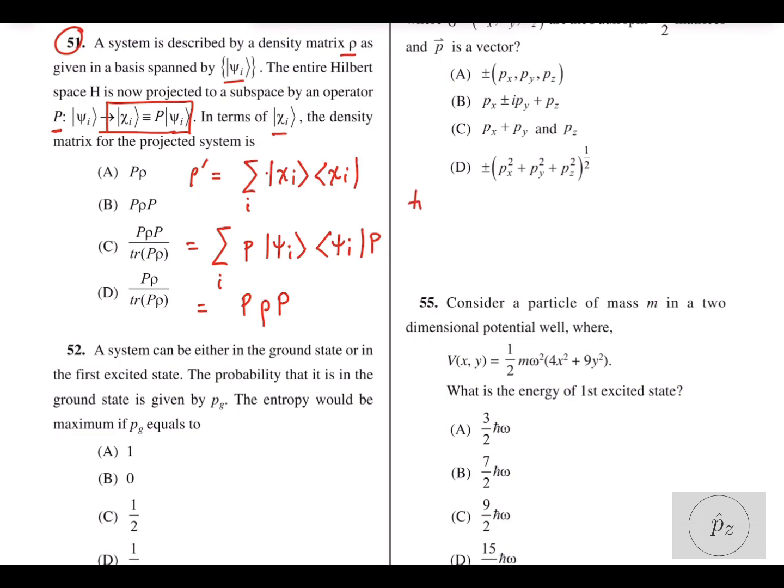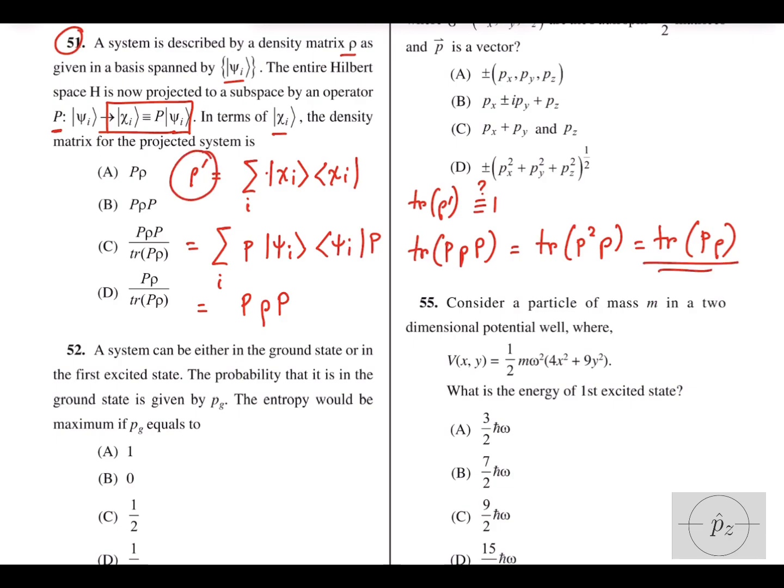Note that trace of rho prime has to be 1. So we calculate the trace of rho prime, which means P rho P, and this is essentially trace of P squared rho, which is P times rho. So we divide this rho by this thing to make sure that the trace of rho prime is 1. So the density matrix should be P rho P divided by trace of P rho. So option C is the correct answer.